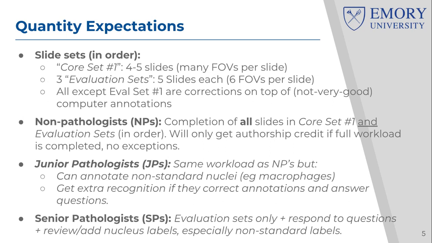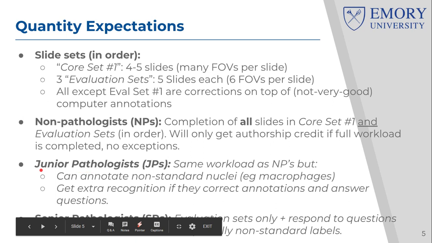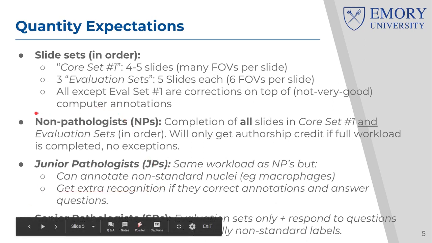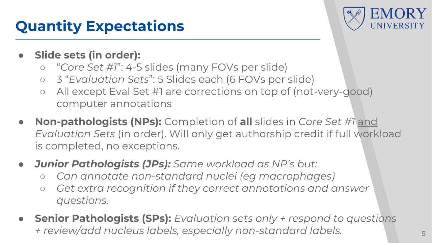The junior pathologists will have the same workload as the non-pathologists, but given that they have some experience, and we define a junior pathologist as someone who did not finish their second year of residency, so they're already in an anatomical pathology residency but haven't finished their second year, they can annotate non-standard nuclei, for example things like macrophages or mitotic figures. Non-pathologists will mainly focus on the core classes: tumor, lymphocyte, plasma cells, and other exclude classes.